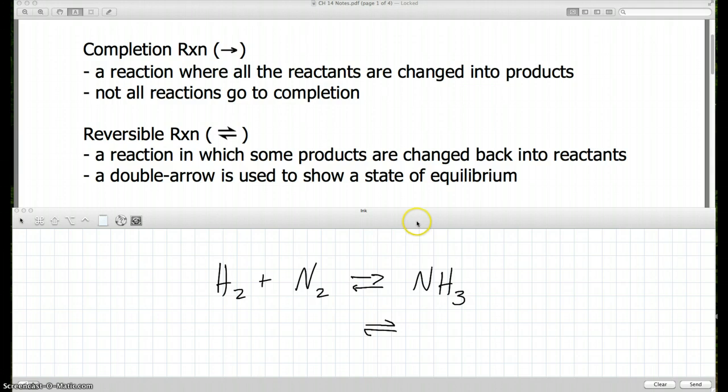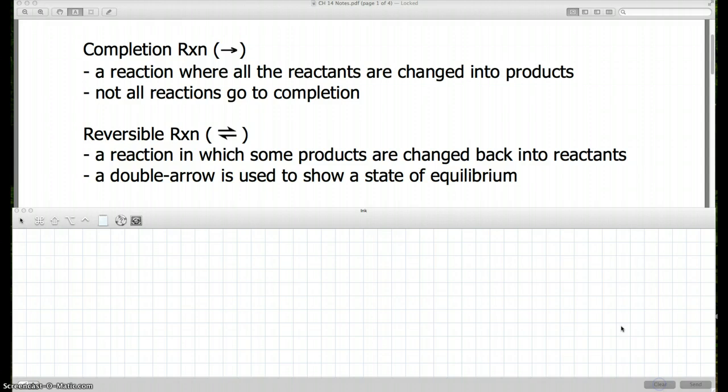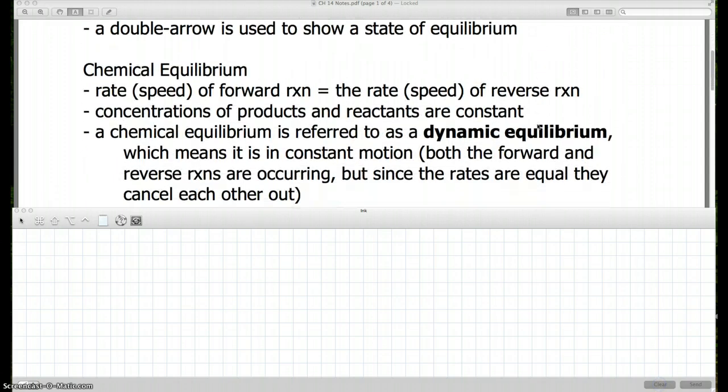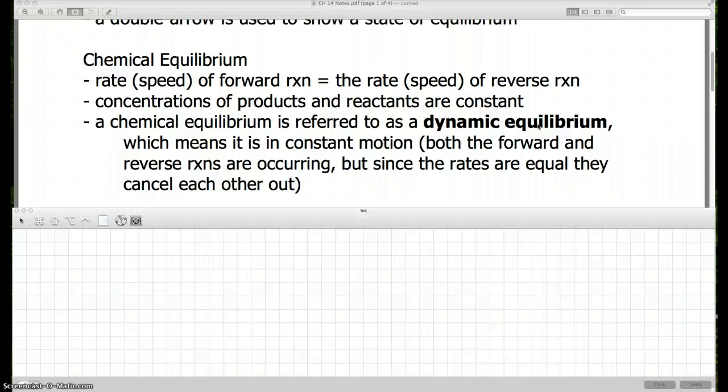When we see that reversible arrow, that two-way arrow, that implies that it's at a state of equilibrium, kind of like a state of balance. We'll talk about the definition of equilibrium right now, actually. Chemical equilibrium is when the speed of the forward reaction equals the speed of the reverse reaction.